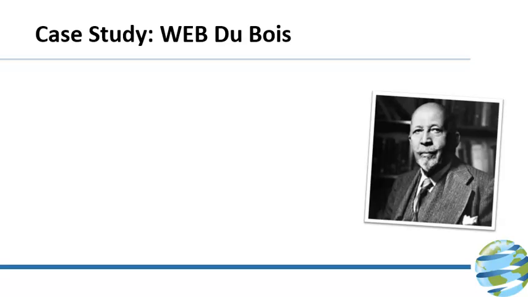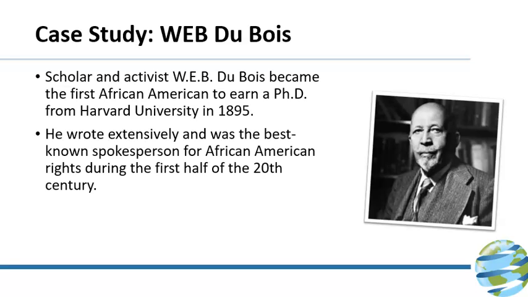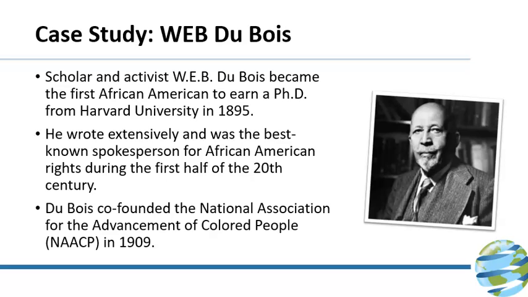Another case study that you could look at is W.E.B. Du Bois, who was a scholar and activist who became the first African American to earn a PhD from Harvard University, and this was in 1895. He wrote extensively and was the best known spokesperson for African American rights during the first half of the 20th century. His works are so significant that they're still studied by universities today. He co-founded the National Association for the Advancement of Coloured People, also known as the NAACP, and that was in 1909. The NAACP becomes a very significant movement during the 50s and 60s at the height of the Civil Rights Movement.